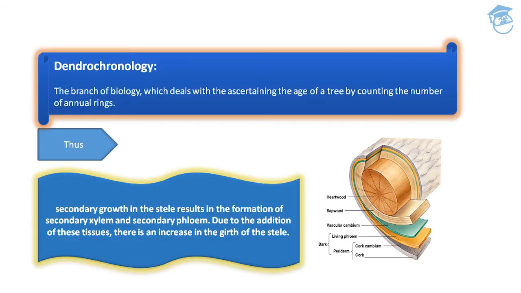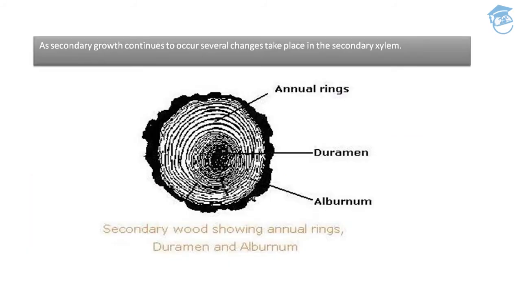Thus, secondary growth in stele results in the formation of secondary xylem and secondary phloem. Due to the addition of these tissues, there is an increase in the girth of a stele. Okay, students, as secondary growth continues to occur, several changes take place in secondary xylem. And in a much older stem, the secondary xylem, which is also called wood, shows two regions which are mainly called duramen and alburnum.